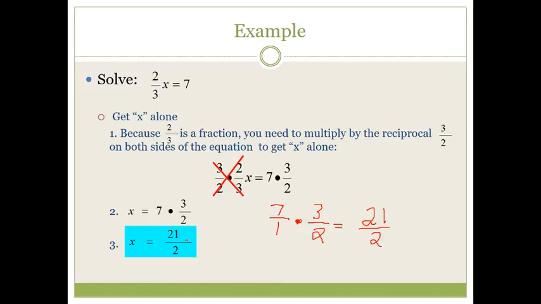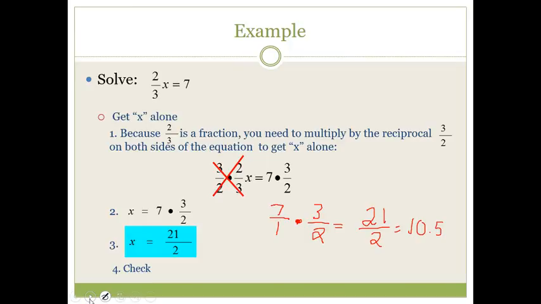So a lot of times it's acceptable to leave your answer as an improper fraction, as I have done here. You might want to write this as a decimal. So if you divided that on your calculator, you'd get 10.5. You might want to rewrite it as a mixed number, and I'll show you how to write things as a mixed number in a couple of slides.